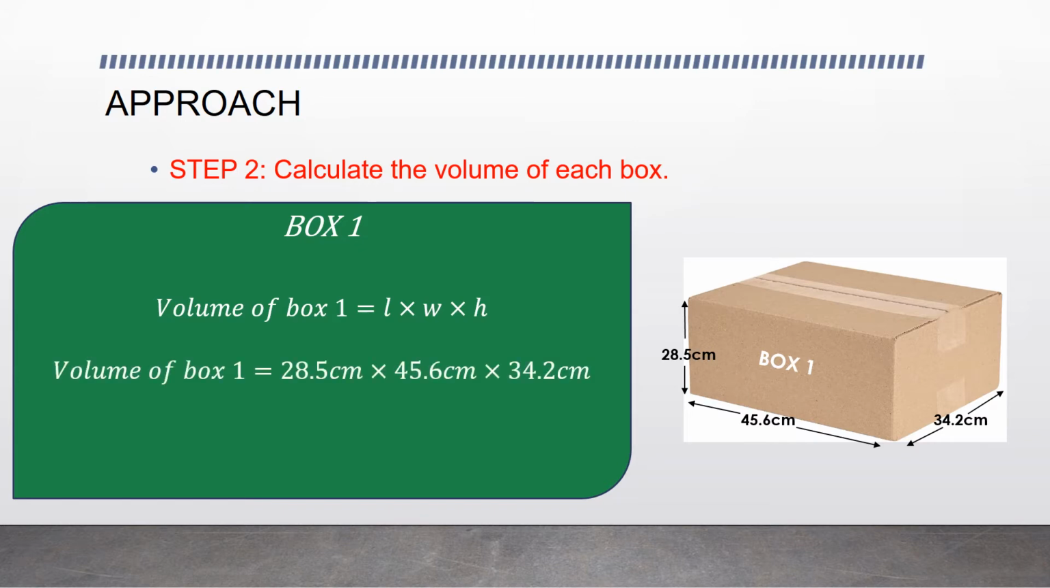Of course, when we substitute, we get 28.5 centimeters multiplied by 45.6 centimeters multiplied by 34.2 centimeters. When you find the product of those 3 numbers, you get 44,446.32 cubic centimeters. So that's the volume of box 1.